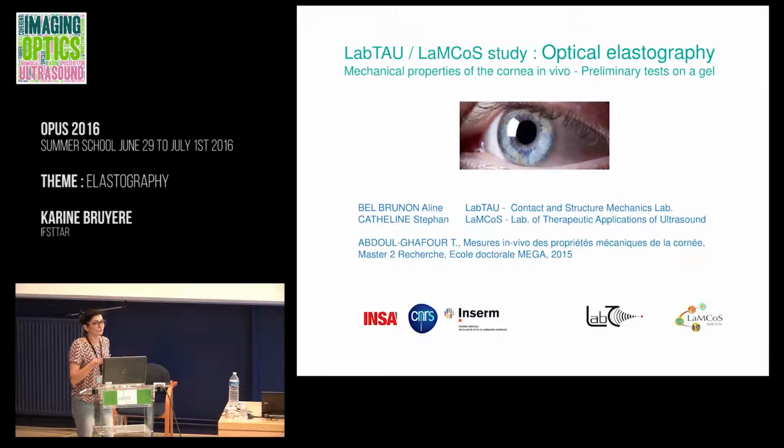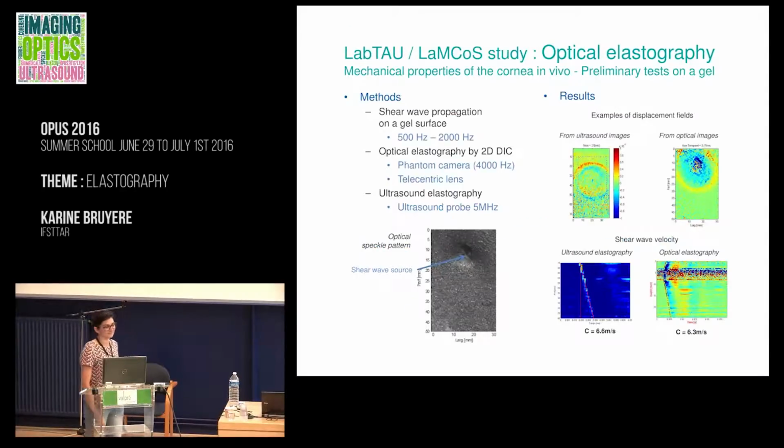After that, to make the transition with elastography, I will present two slides on a work performed in other labs, at the LAMCOS and Lab 2, by Aline Belbruno and Stéphane Kathleen during a work of a student. The context is the mechanical characterization of the cornea in vivo, and here are some preliminary tests on a gel. And Stéphane, do not hesitate to correct if something is wrong.